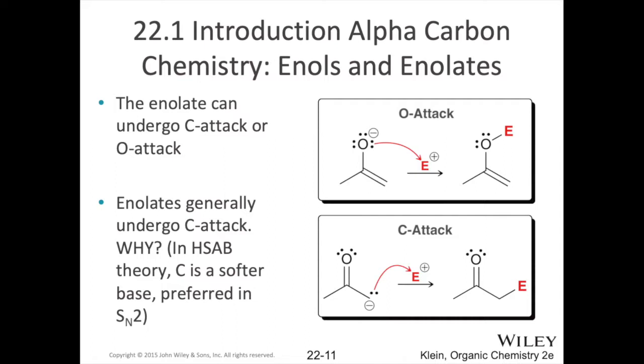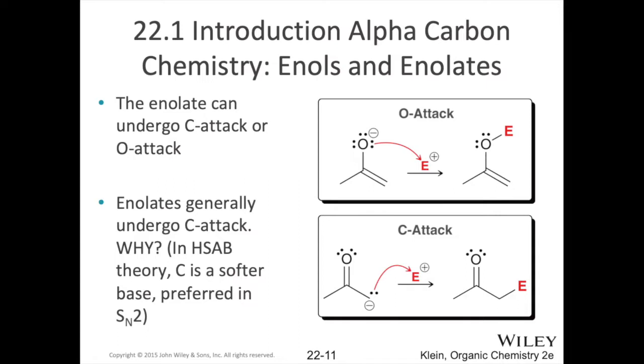You can have the negative formal charge on the oxygen and have the nucleophilic attack occur from there. Okay, so that's called an O attack. Or, of course, you can have it on the carbon for a C attack. Now this might be a little counterintuitive because you might think, oh, that oxygen's better at stabilizing the negative charge, but it actually turns out that enolates prefer the C attack.